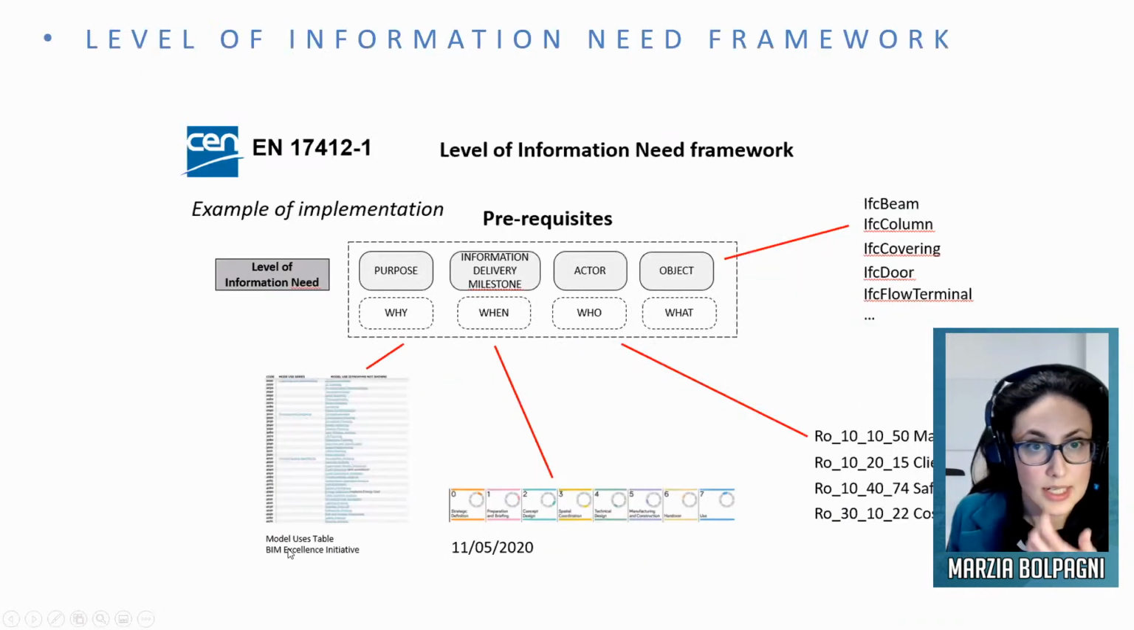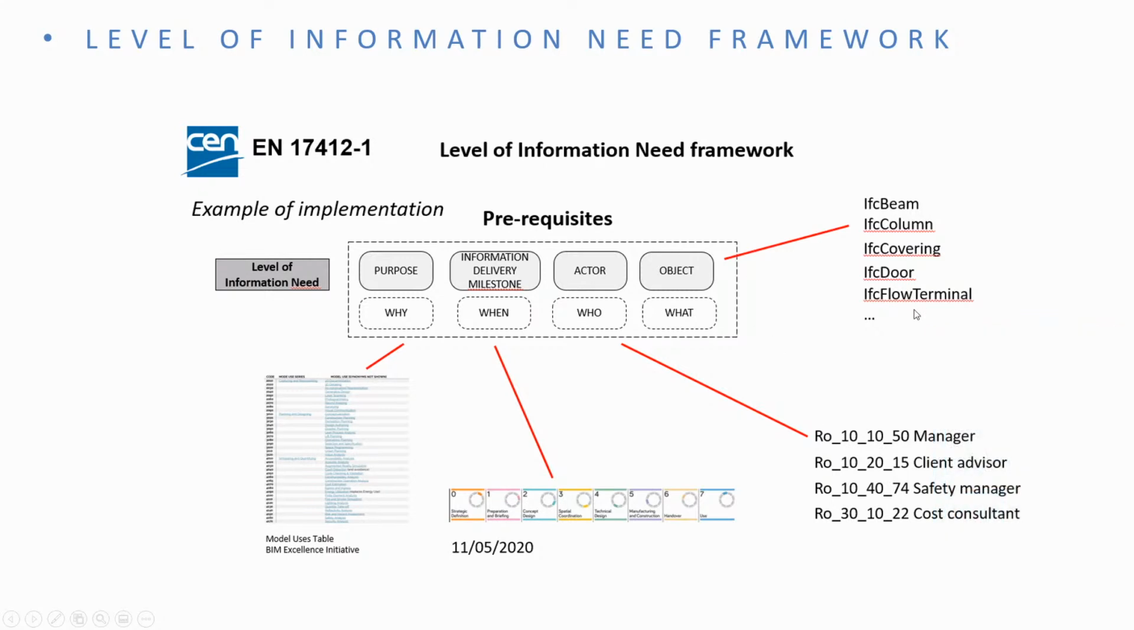So here is an example, and this was an example of the prerequisites. So you can define the why, the different milestones, and define the actor, also using classification such as Uniclass, and also the object, you can use IFC or another way of defining the object within your breakdown structure.